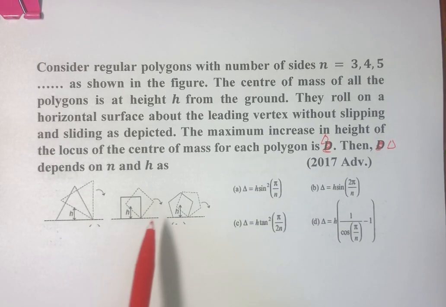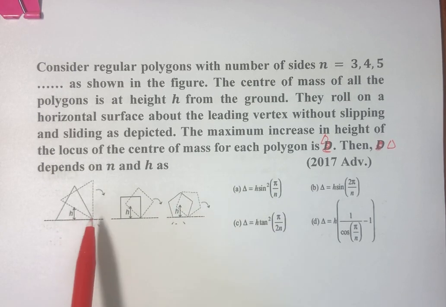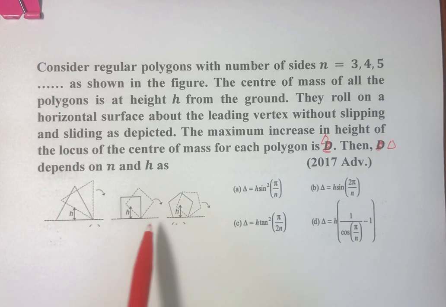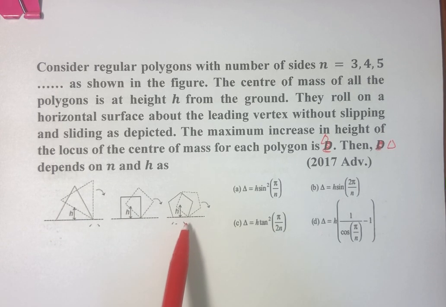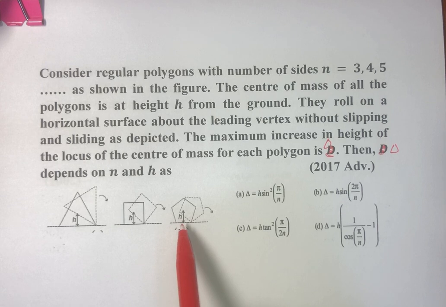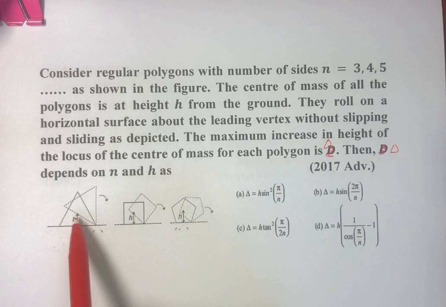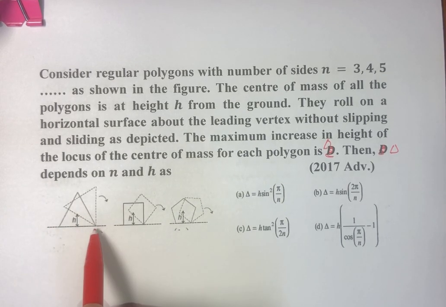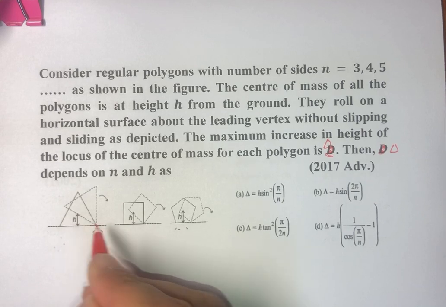In this case, they have given three figures. The triangle has number of sides 3, the square has number of sides 4, and then the pentagon has number of sides 5. It is said that all these polygons have the center of mass at a height h, and they topple about the leading edge. So this is the leading edge.